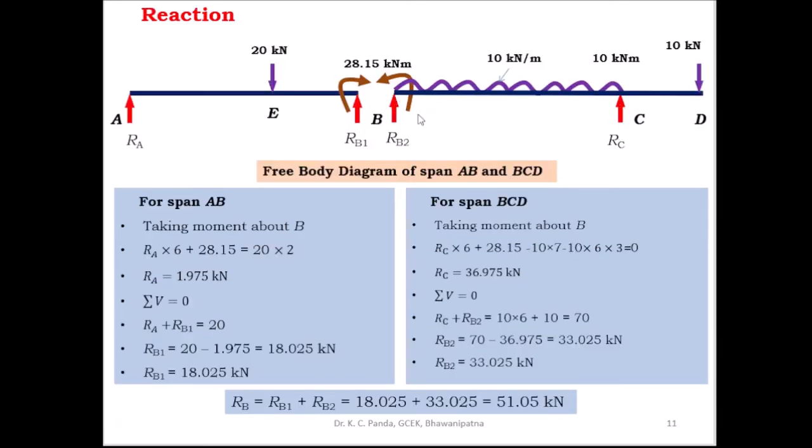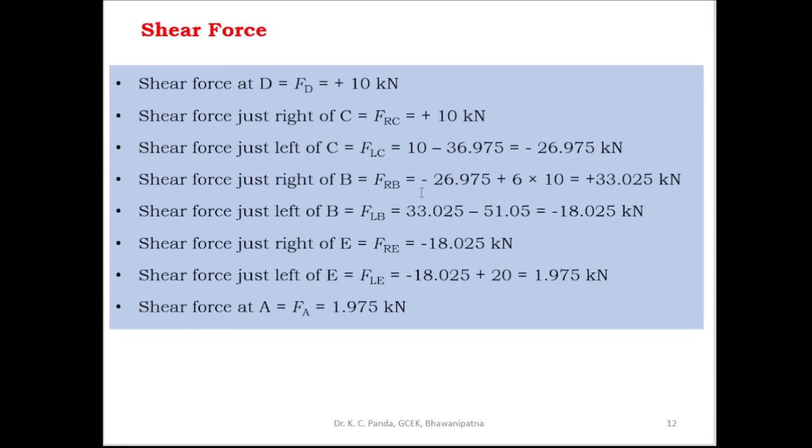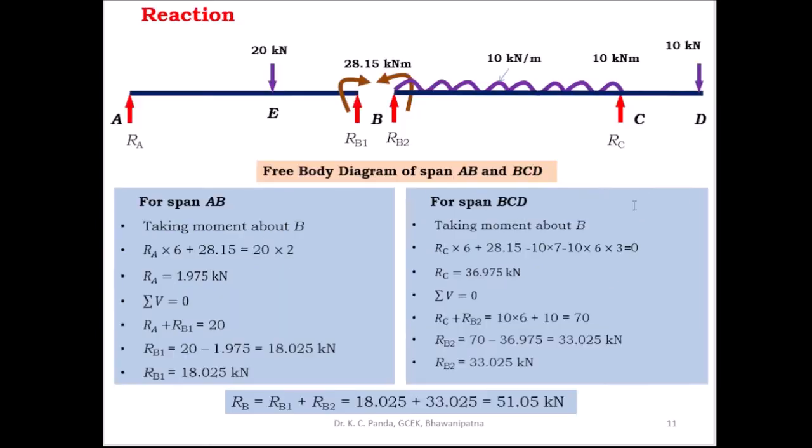Then shear force just right of B. So here you have to take this UDL, 10 into 6. Shear force just right of B is minus 26.975 plus 6 into 10. So this is equal to plus 33.025 kilonewton.